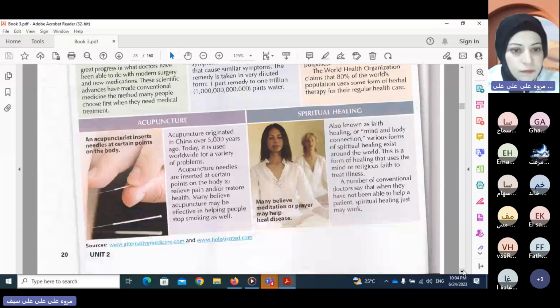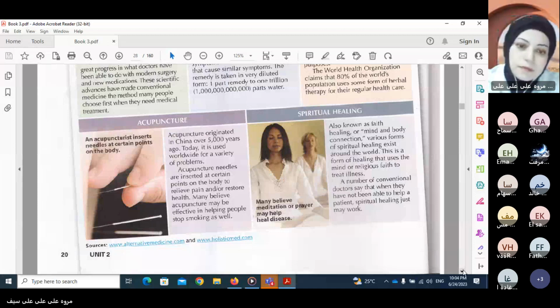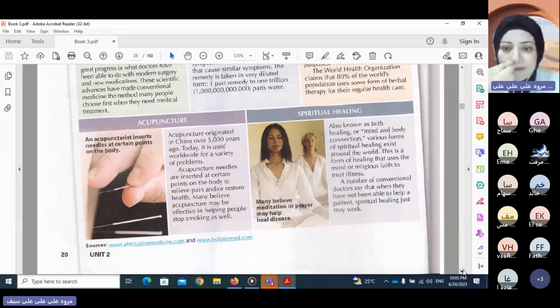Acupuncture. Acupuncture originated in China over 5,000 years ago. Today, it is used worldwide for a variety of problems. Acupuncture needles are inserted at certain points on the body to relieve pain and/or restore health. Many believe acupuncture will stop smoking as well.